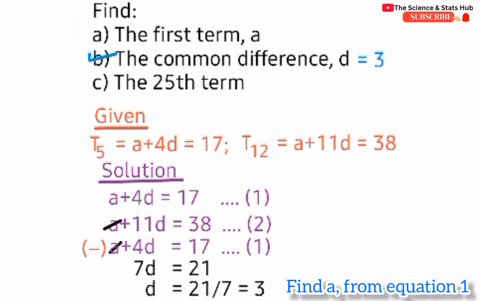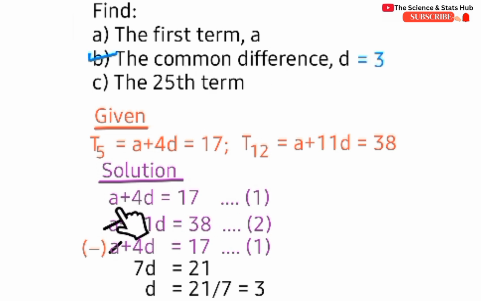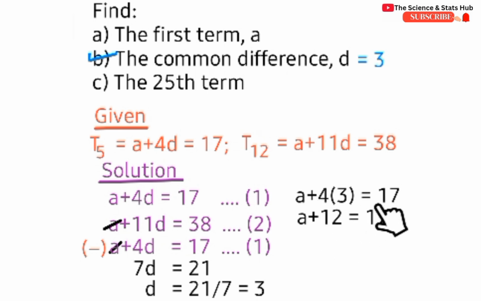Let's find A from equation 1. Equation 1 is A plus 4 multiplied by D. At the D value we got, 3, equals 17. We have A plus 4 multiplied by 3 equals 17. Collecting like terms, A will be equal to 17. When positive 12 crosses to the right hand side, it becomes negative 12. So A is equal to 17 minus 12, 5. So we've been able to find the first term, A.